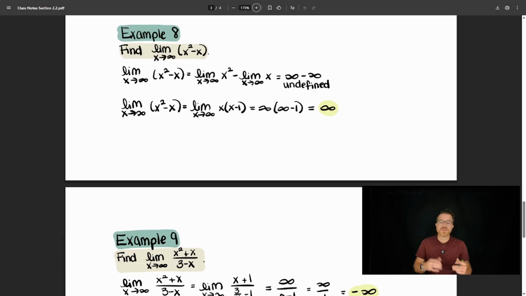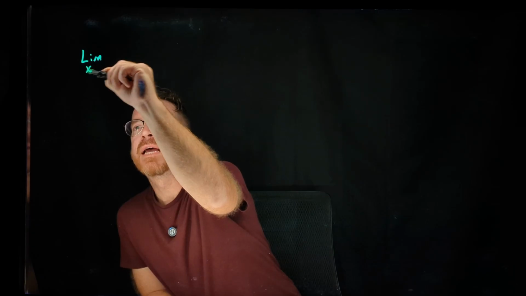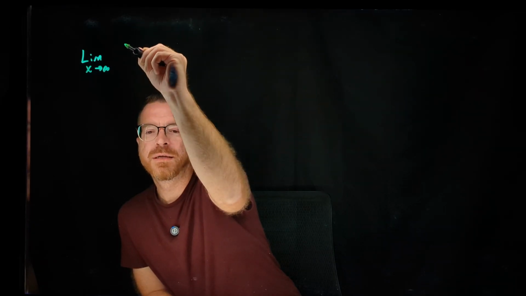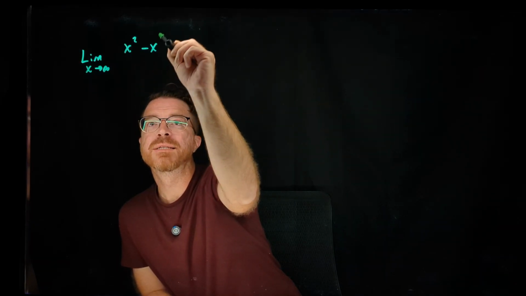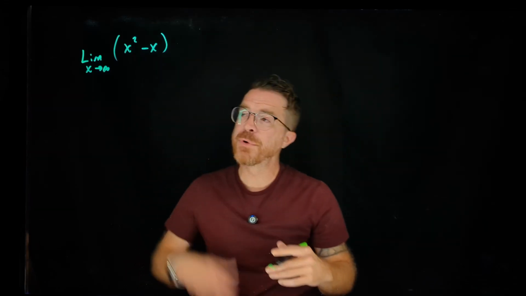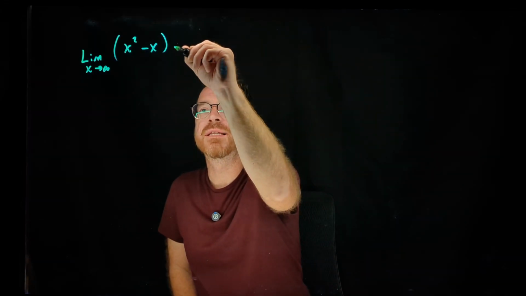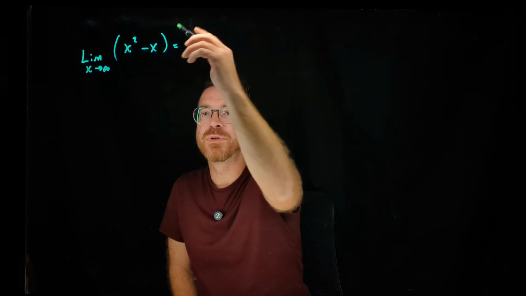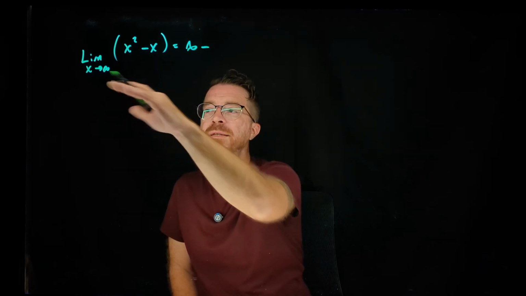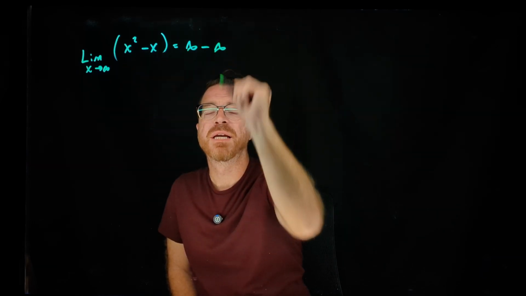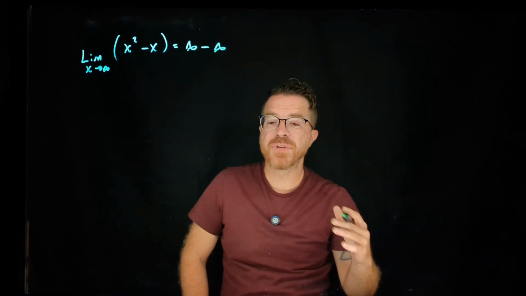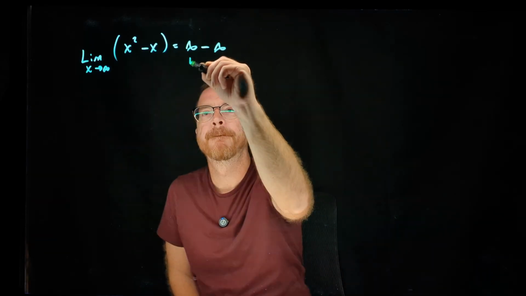So let's look at an example of this. Let's say that we have the limit as x approaches infinity of x squared minus x. In this case, if we were to just plug in infinity, we would get the limit of x squared, which would be infinity, minus the limit of x, which would be infinity. So infinity minus infinity, of course, is undefined.